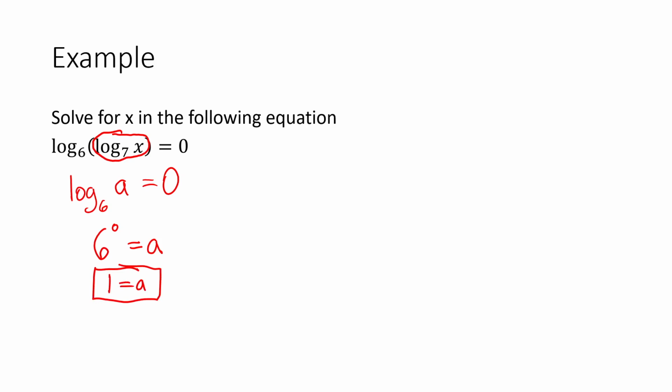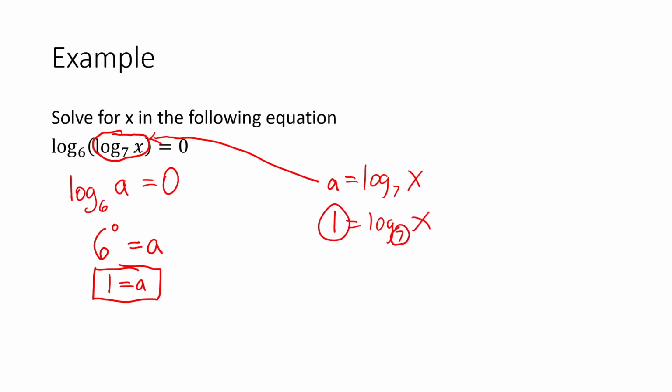That means we can restate this: since 1 is equal to a, and we said a early on is equal to log base 7 of x, basically we're saying 1 is equal to the log base 7 of x. Rearranging this, 7 to the exponent 1 is x, and x will ultimately, at the end of this question, be 7. And that's the reason why.